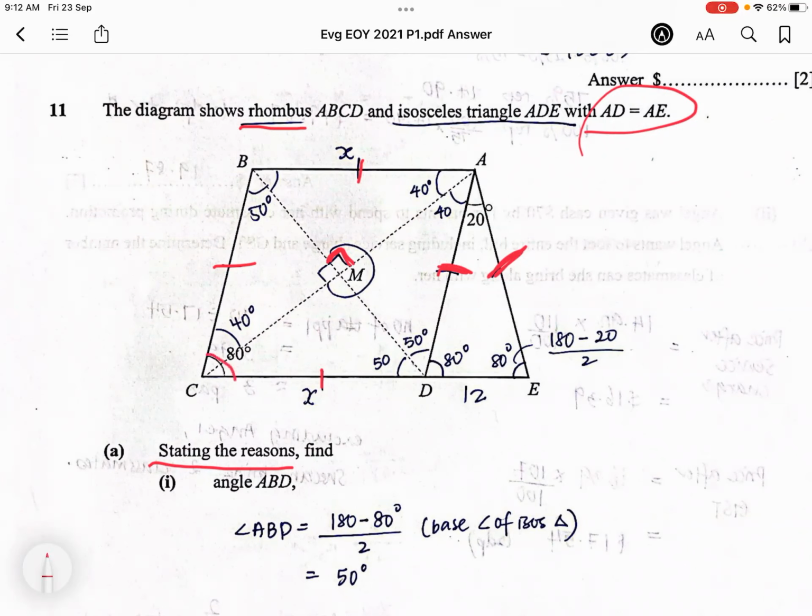Opposite angles of a parallelogram are equal. So these two angles must be equal. So if that's 80, the other side is 80. And we know it's a rhombus, so it cuts it into two, it's 40 straight away. So there are many ways to find an answer.